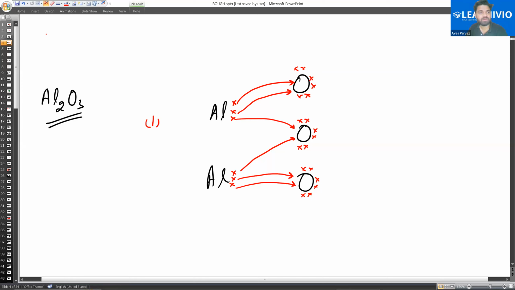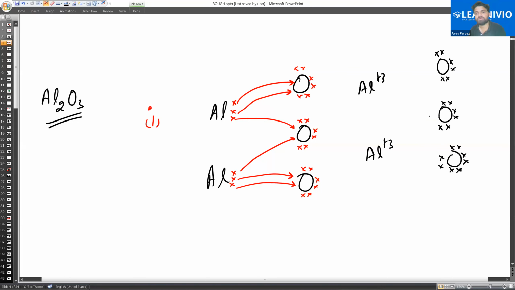The second step: after donation, when you donate the electrons, you'll get Al3+ and O, 1, 2, 3, and you'll get 1, 2, 3, 4, 5, 6. Okay, and two electrons extra for each. And then -2 charge, -2 charge, -2 charge. This is the second step.